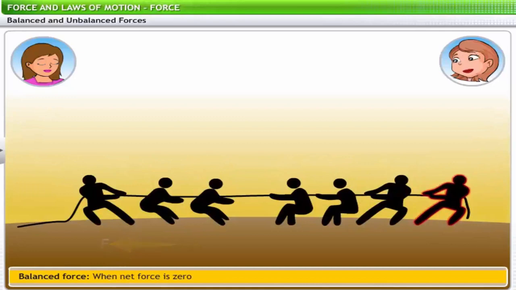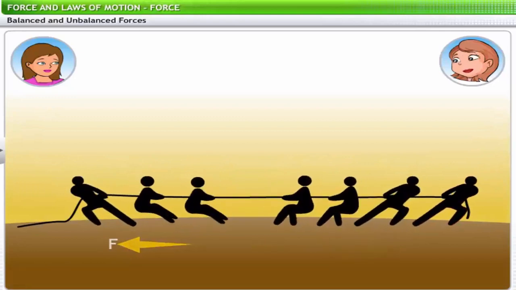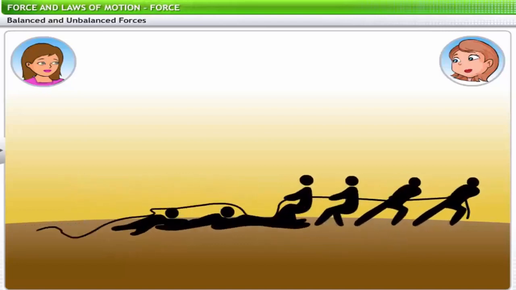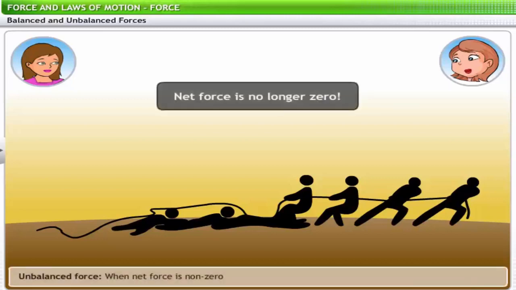Let's see what happens if we add a person on one of the teams. See, the team with more people won. That's because adding another person made the forces on both sides unequal, and the net force was no longer zero. In such a case, the forces are said to be unbalanced.